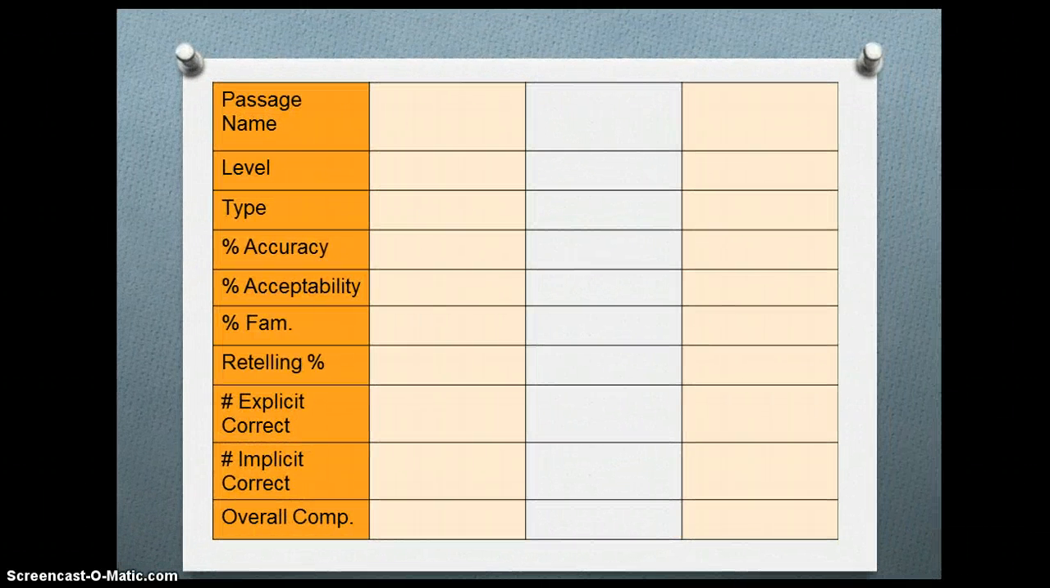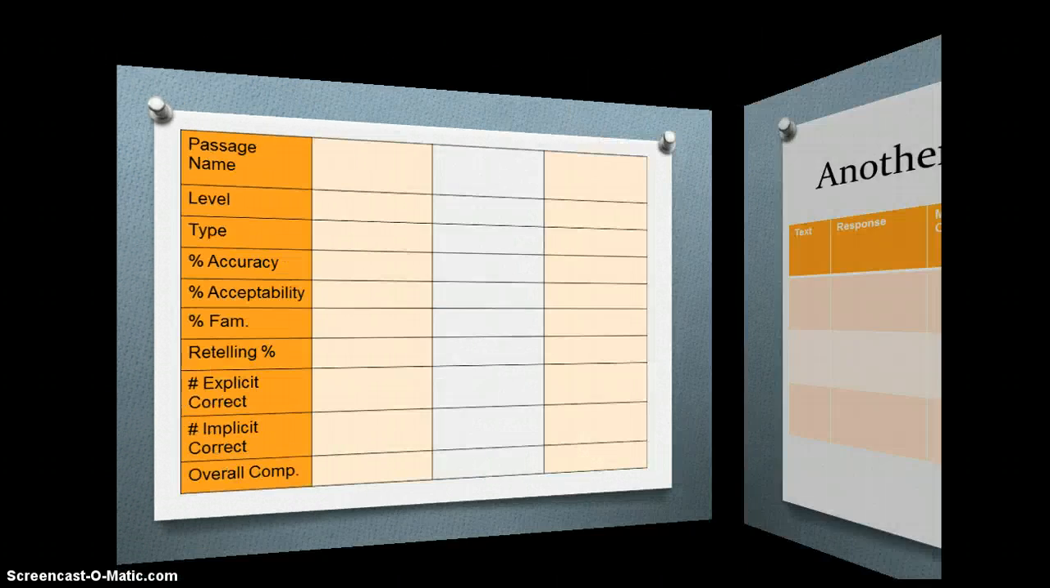Now, when you are reporting your information from the QRI, you want to make sure this handy dandy chart is very useful. You put the passage name, the level, and the type, narrative or expository. You do the percent accuracy, percent acceptability, percent familiarity based on prior knowledge, retelling percentage, number explicit correct, number implicit correct, and then overall number of questions. So this is a nice chart that would be useful for your assessment artifact and reflection number 5.